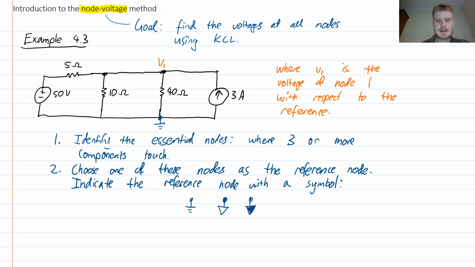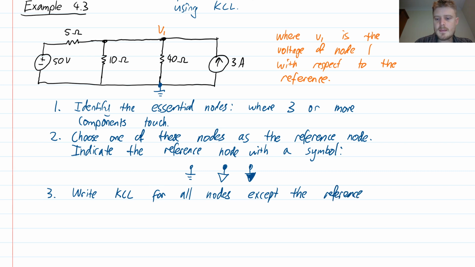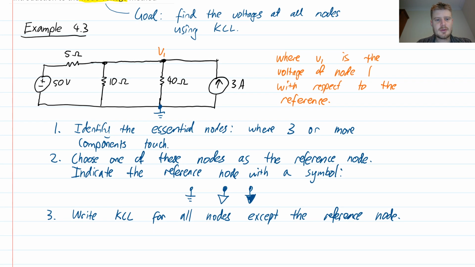So let's tidy that diagram up. Having done that, we're now ready to move on with step 3, which is to write Kirchhoff's current law for all nodes except the reference node. We don't need to write Kirchhoff's current law at the reference node. We already know the voltage of the reference with respect to the reference. It's 0, because voltage of reference minus voltage of reference is always 0. So we write KCL for all nodes except for that one.